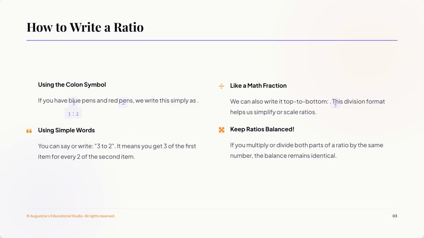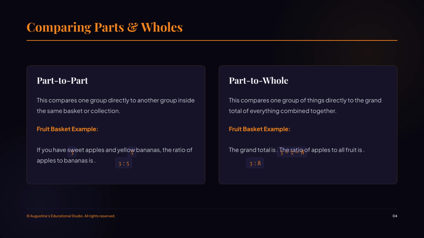There are several ways to write a ratio, using a colon symbol, as a fraction, or with simple words. Remember, you can keep ratios balanced by multiplying or dividing both parts by the same number. It is important to understand the difference between part-to-part and part-to-whole comparisons. Part-to-part compares groups within a collection, while part-to-whole relates a group to the entire total.